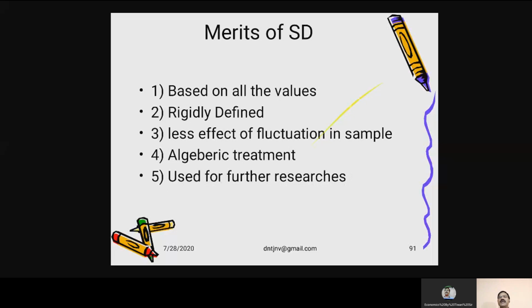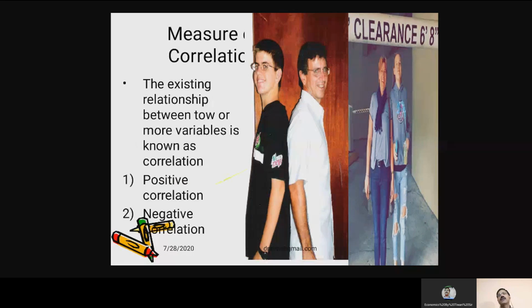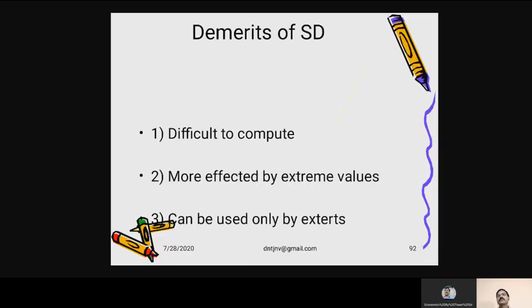Merits of standard deviation: it is based on all the values, it is rigidly defined, it is less affected by fluctuation in the sample, and algebraic treatment can be done, so it is used for further research by researchers and scholars. Now, what are the demerits? First of all, it is very difficult to calculate. Then it is more affected by extreme values, as the mean is also affected by the same. Then it can be used only by experts.